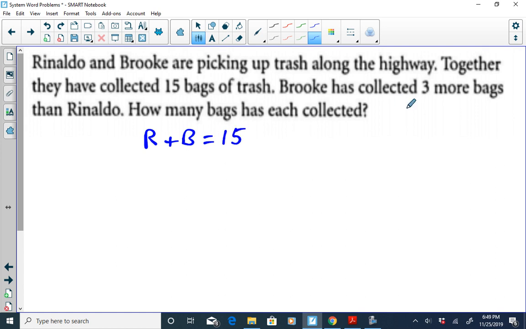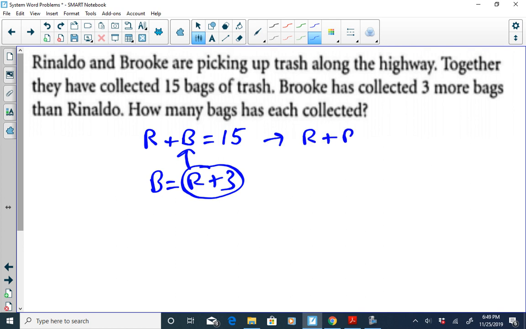But then the second equation is a little bit more involved. It says Brooke has collected 3 more bags than Ronaldo. So Brooke is equal to Ronaldo plus 3. I want to replace B with R plus 3. So that gives you the following: R plus R plus 3, that's going to be equal to 15. R plus R gives you 2R, plus 3 is going to be 15.